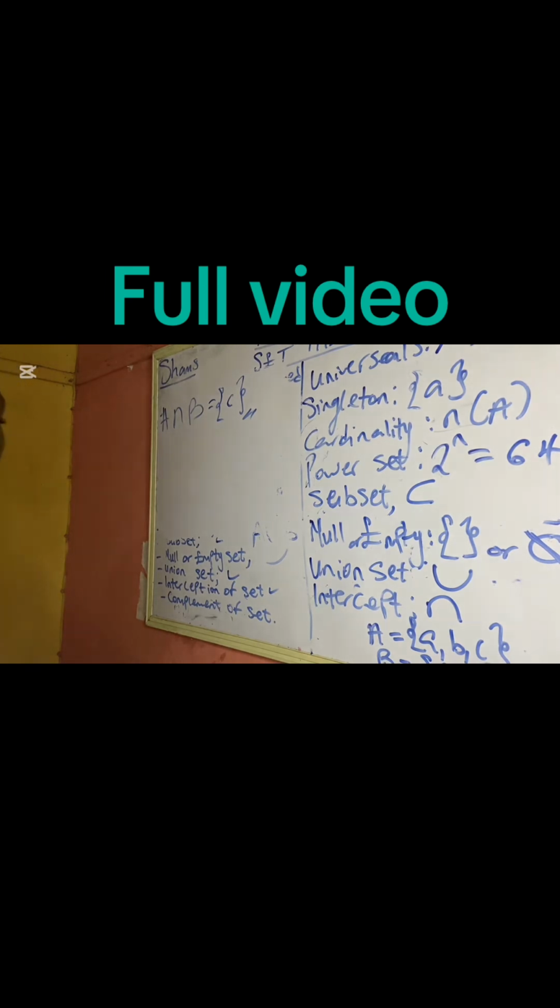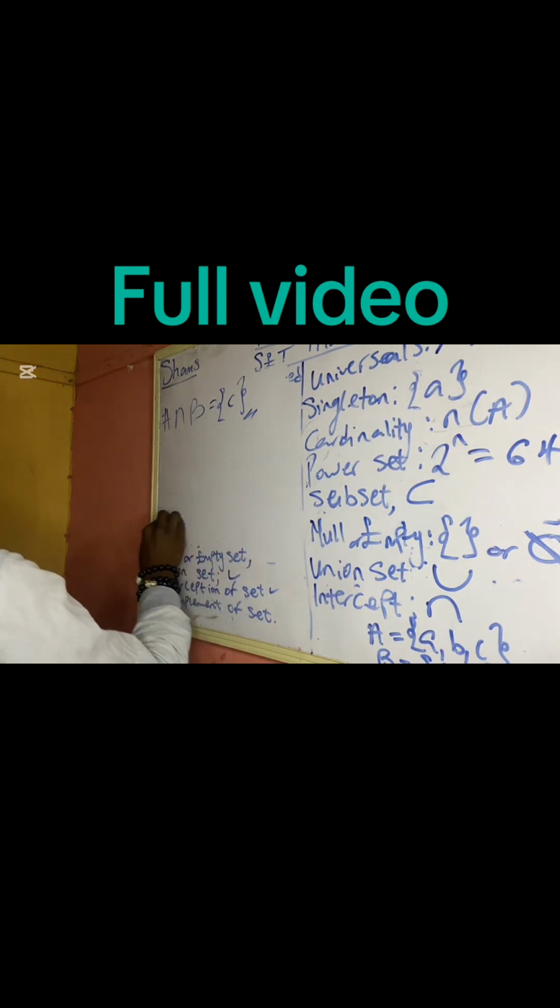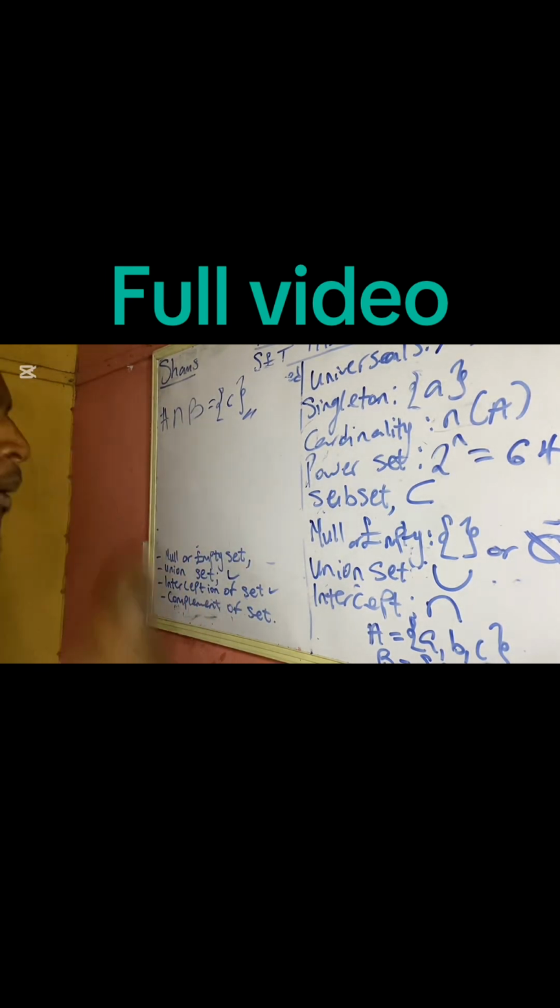Now the last one is complement set. What does complement set mean? Complement set is the type of set that shows the elements in the universal set but not in a particular set. Which means if I am living in Lagos, then the complement set of me living in Lagos will be the other 35 states in Nigeria, apart from Lagos state itself. Which means complement set simply means the elements that we have in the universal set but we don't have in a particular set.